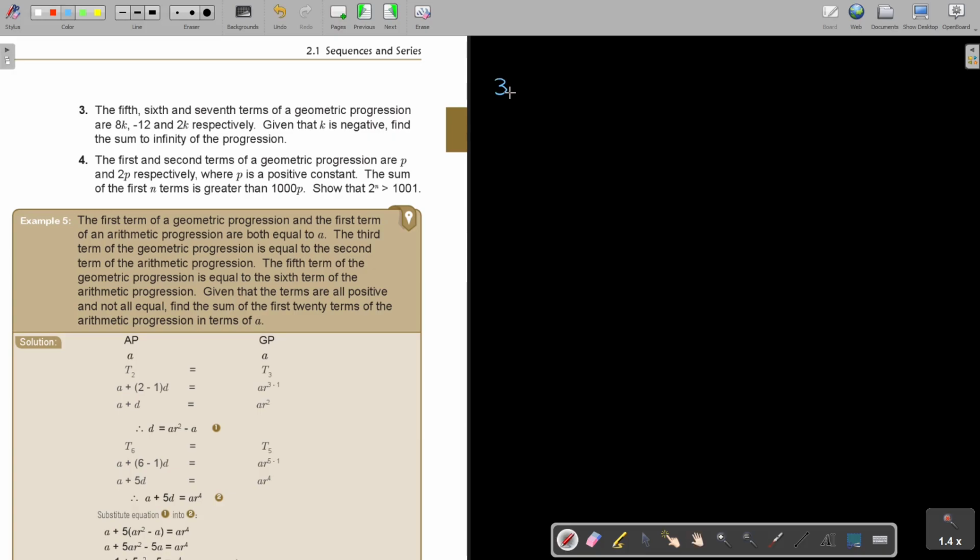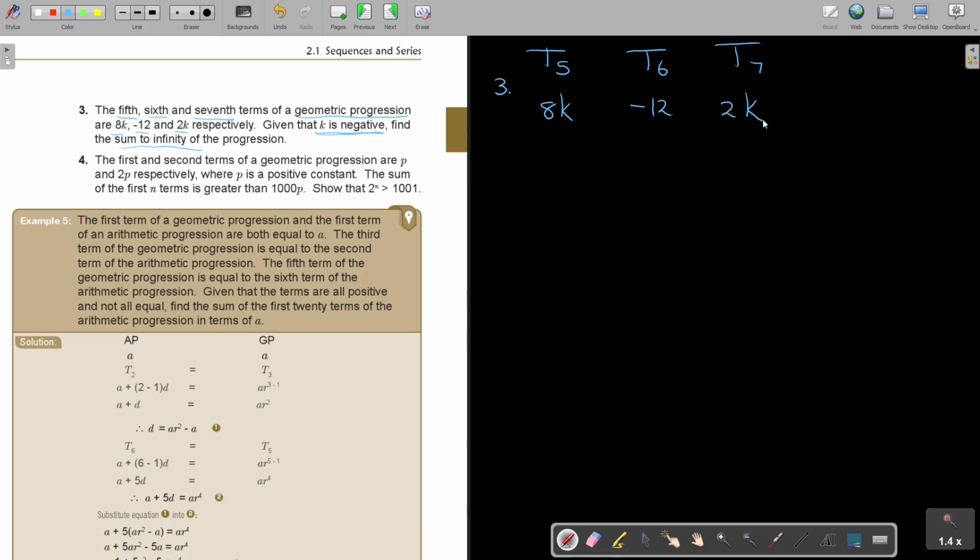So let's start. The 5th, the 6th, and the 7th term of a geometric progression is 8k, negative 12, 2k respectively. Given that k is negative, find the sum to infinity of the progression. Okay, now I like to write it's the 5th, it's the 6th, I like to put a bit of structure into it. Oh no, definitely not 5 again, 7. So it's going to be 8k, it's going to be negative 12, and it's going to be 2k.